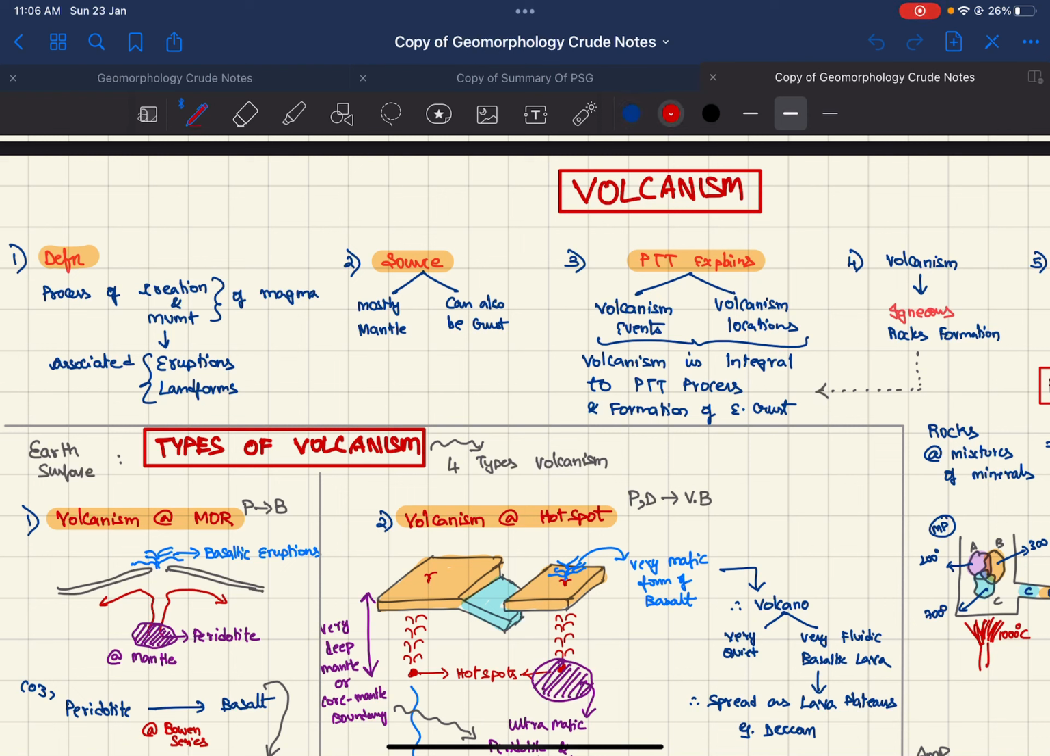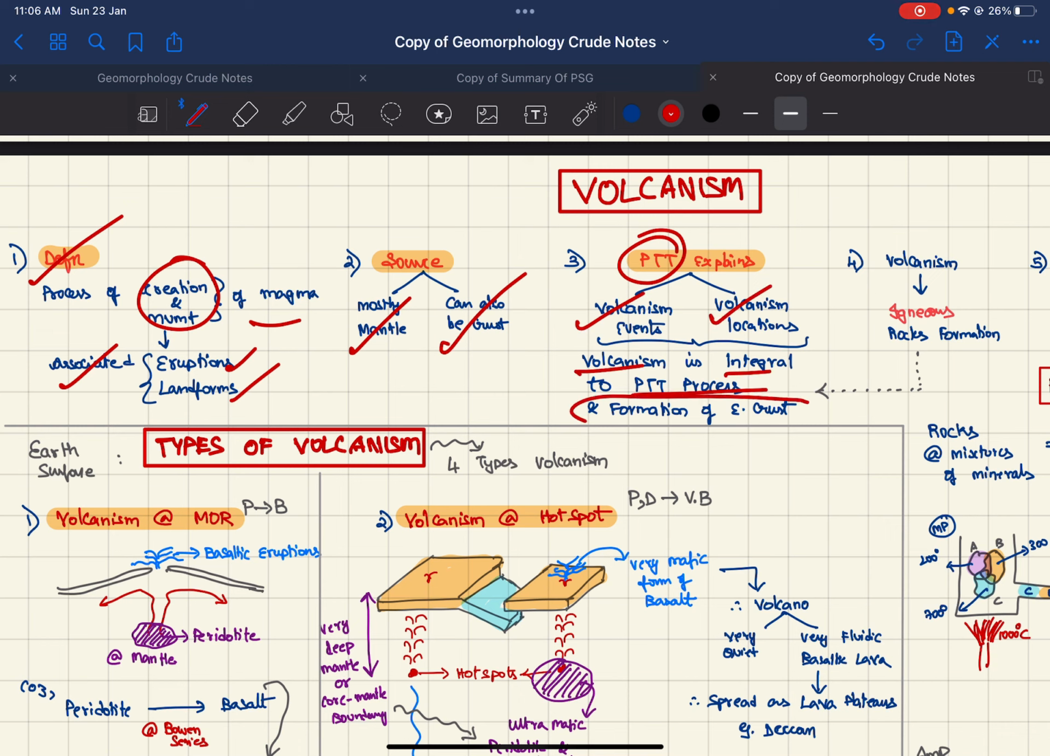So volcanism, the definition of volcanism, is the process of creation and movement of magma and associated eruptions and landforms. The sources are mostly mantle but can also be the crust. Plate tectonic theory explains the volcanism events and the locations where volcanism happens. Volcanism is integral to the geological process.